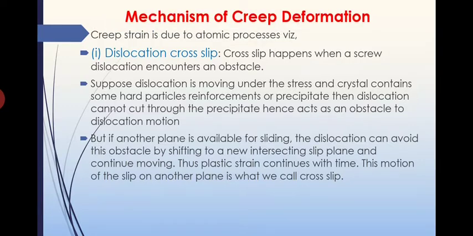Since the dislocation motion is not prevented, it is moving along another cross plane, so plastic strain continues with time. This motion of the slip on another plane is what we call cross slip.